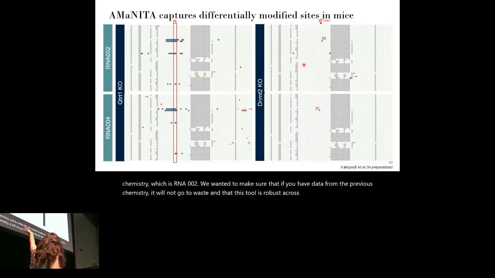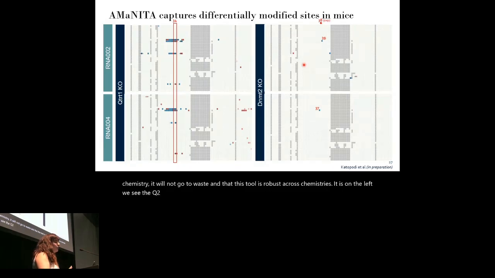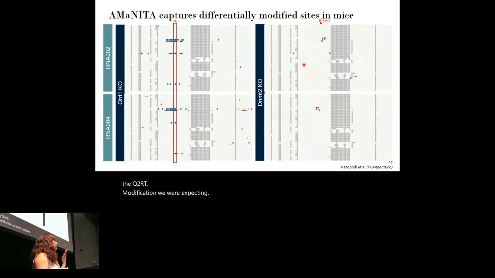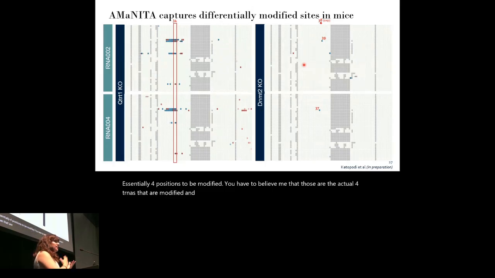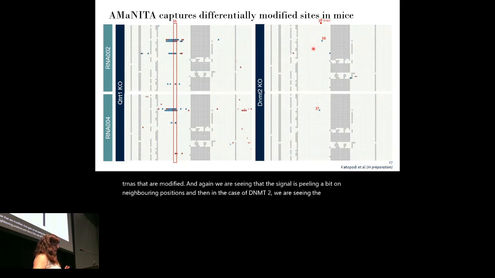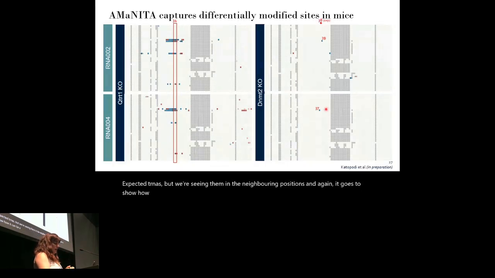It is. On the left, we see the QTRT modification. We were expecting essentially 4 positions to be modified. You have to believe me that those are the actual 4 tRNAs that are modified. And again, we are seeing that the signal is spilling a bit on neighboring positions. And then in the case of DNMT2, we are seeing the signal at the expected tRNAs, but we're seeing them in the neighboring positions. And again, it goes to show how it can be a bit spilling over and causing some differential events in nearby positions.